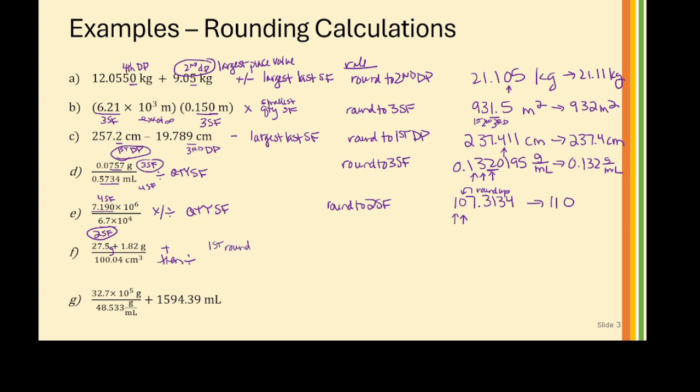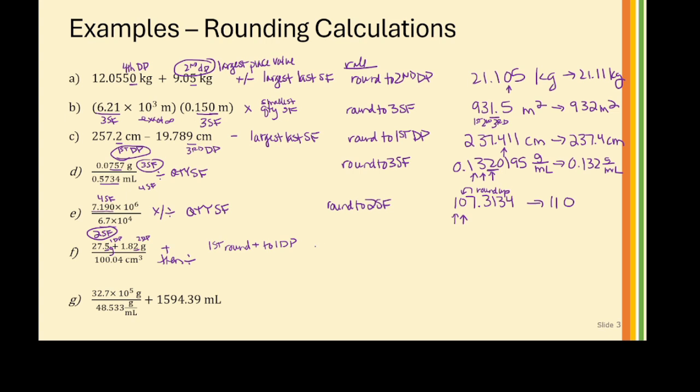And I would first round the addition. This one has 1 decimal place, this one has 2 decimal places. So I'm going to round to 1 decimal place. So let's do that: 27.5 plus 1.82.